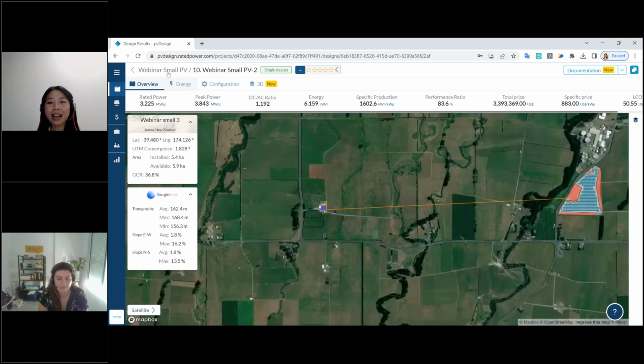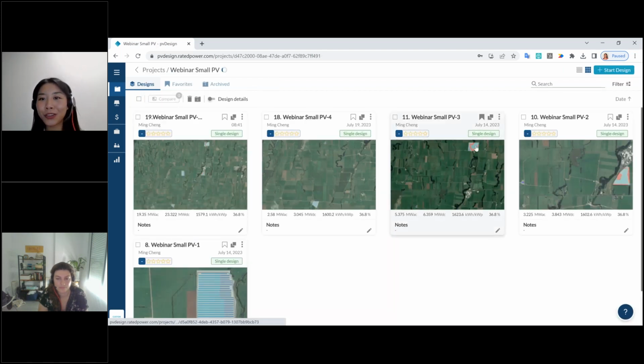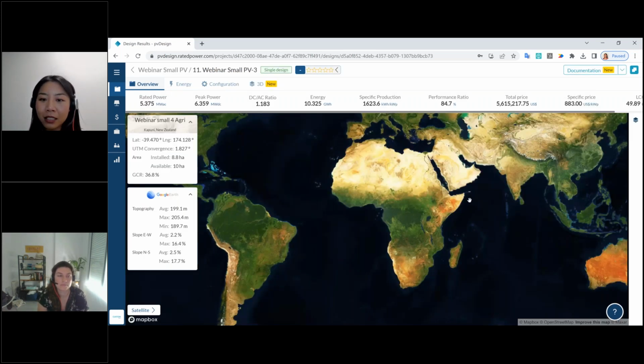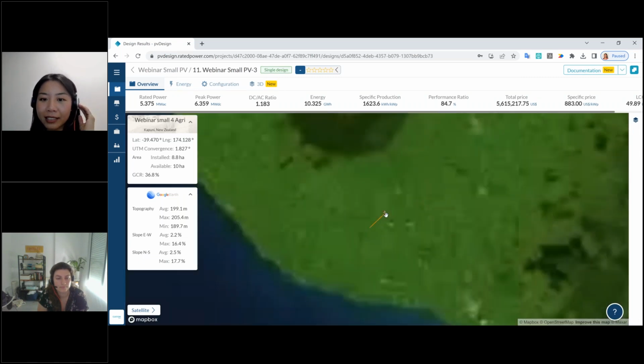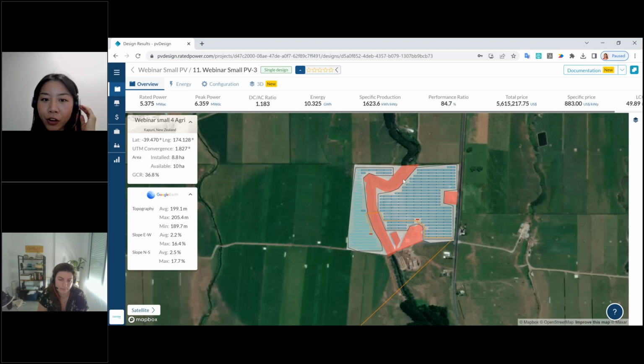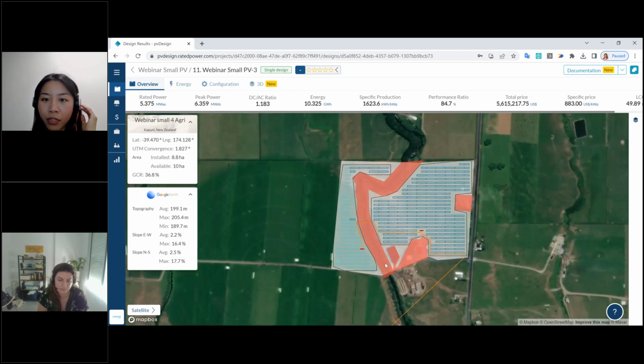Okay, and I will go back and show you the third PV plant I have developed. The special thing about this site is that you actually have a river going across the site that I'm choosing. And I used the same strategy. I have circled it out with the restricted area.